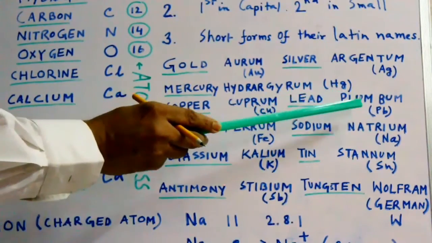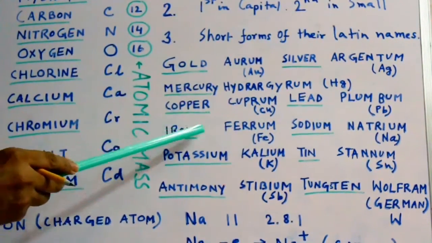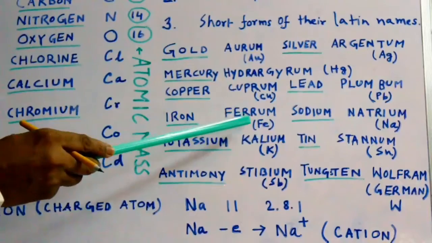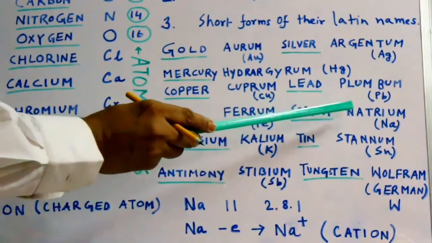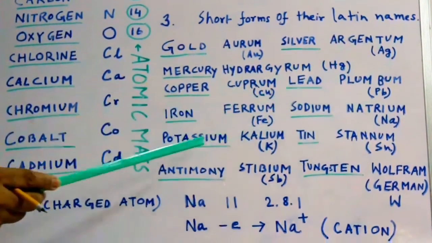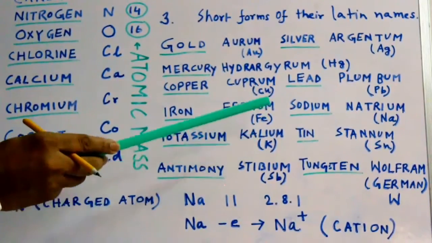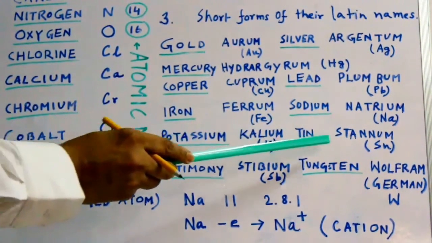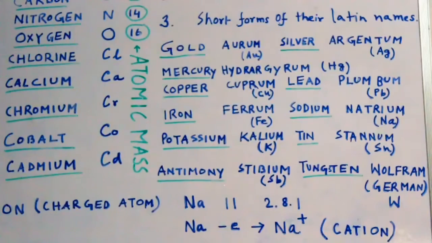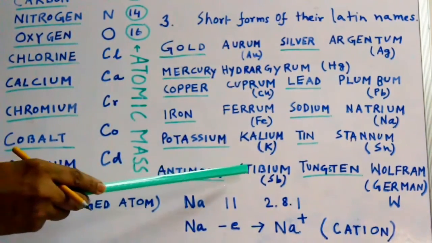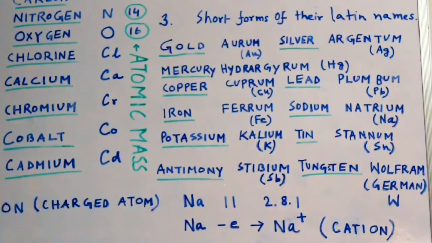Lead, the Latin name is plumbum, symbol is Pb. Iron, the Latin name is ferrum, symbol Fe. Sodium, natrium is the Latin name, Na. Then potassium, K. Kalium is the Latin name. Tin, Sn. Stannum is the Latin name. We have antimony, Sb. Stibium is the Latin name.